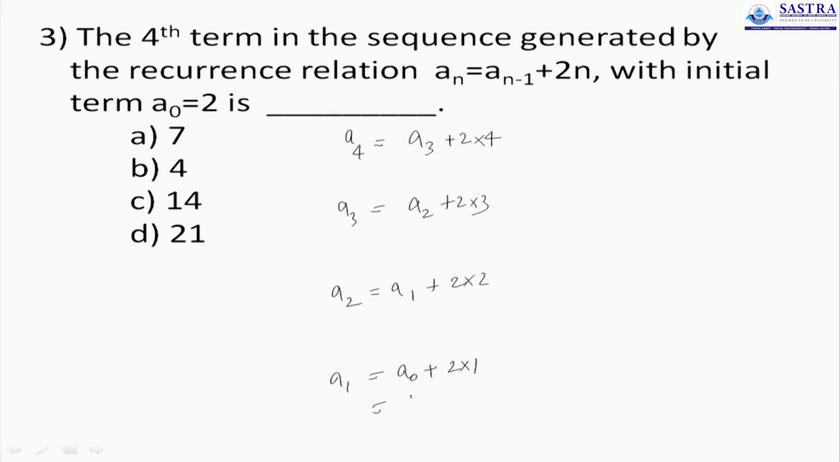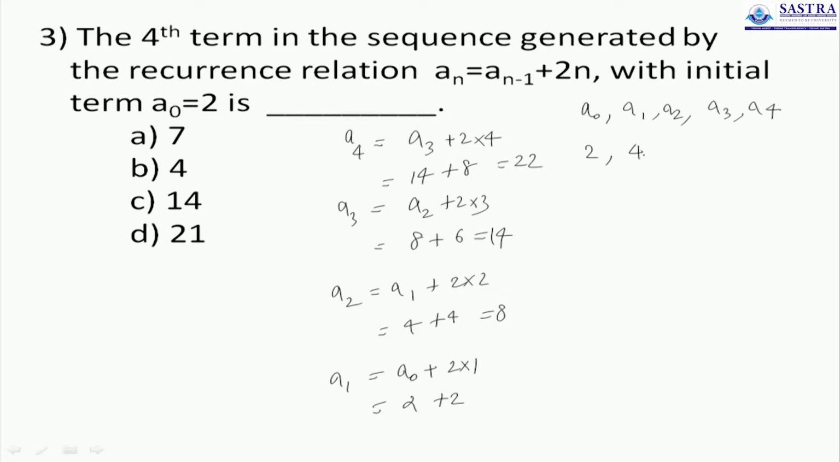a naught is 2. So that's 2 plus 2, which is 4. 4 plus 4, which is 8. 8 plus 6, which is 14. And 14 plus 8, which is 22. So he asks you for the fourth term. So a naught, a1, a2, a3, a4 is the sequence that you have. a naught is 2, a1 is 4, a2 is 8, a3 is 14, a4 is 22. The fourth term of the sequence is 14, and that qualifies as the right answer.